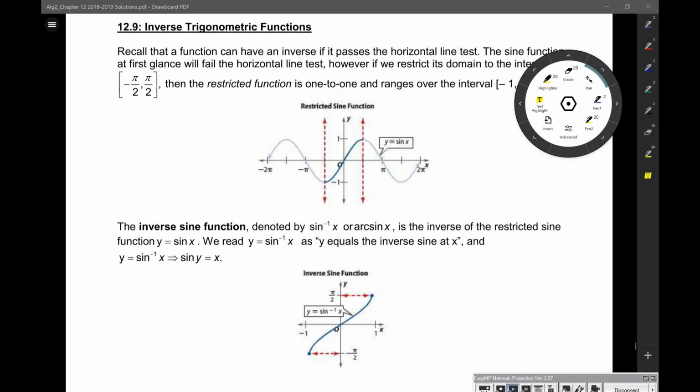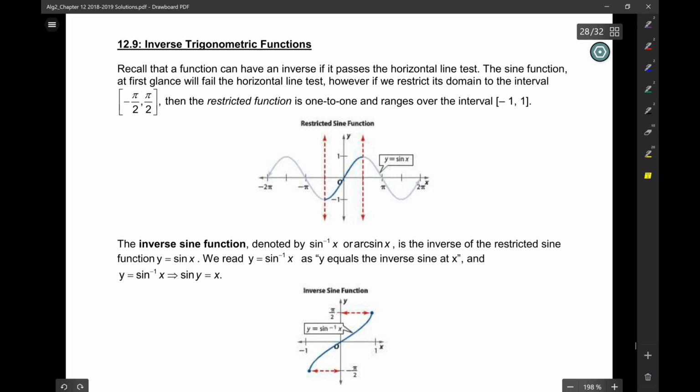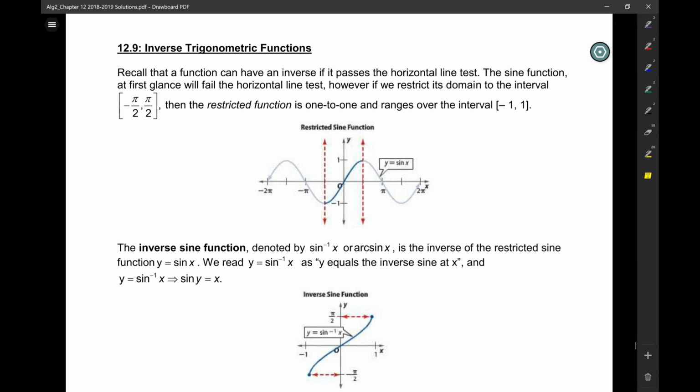Okay, up here, please, everybody. Section 9. So remember that back in the day when we talked about inverse functions, we said a function can have an inverse if it passes the horizontal line test. So it can have an inverse function if it passes the horizontal line test.